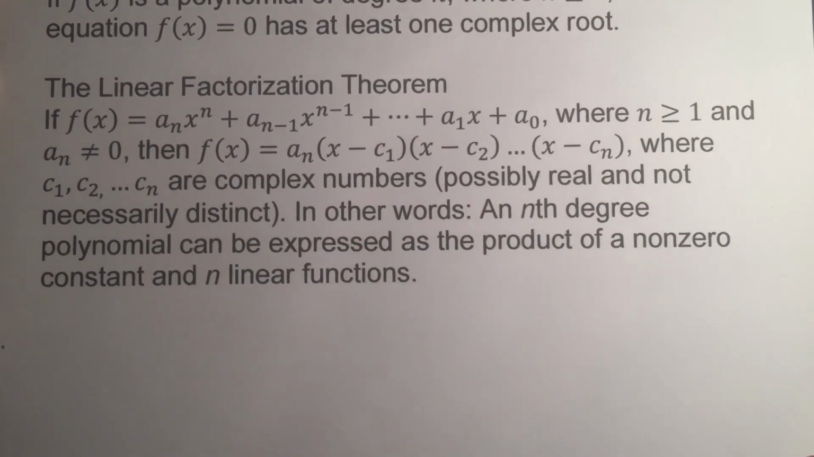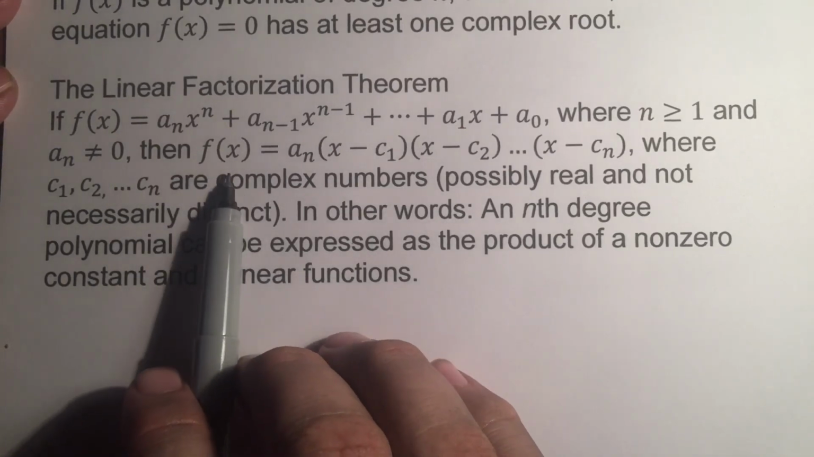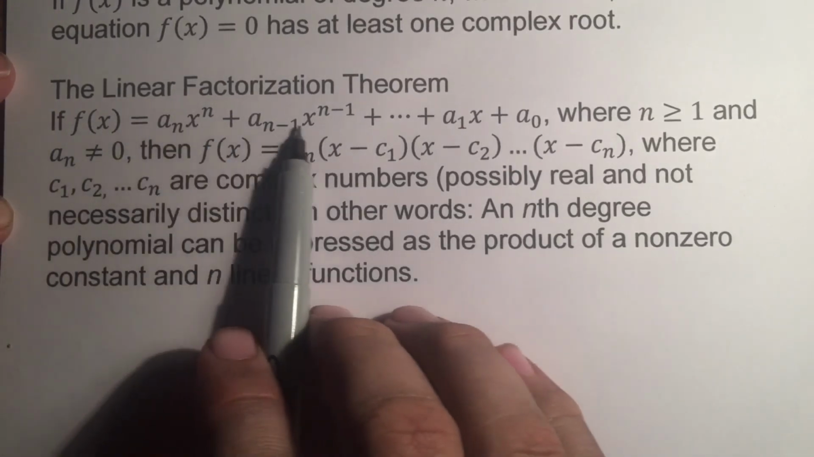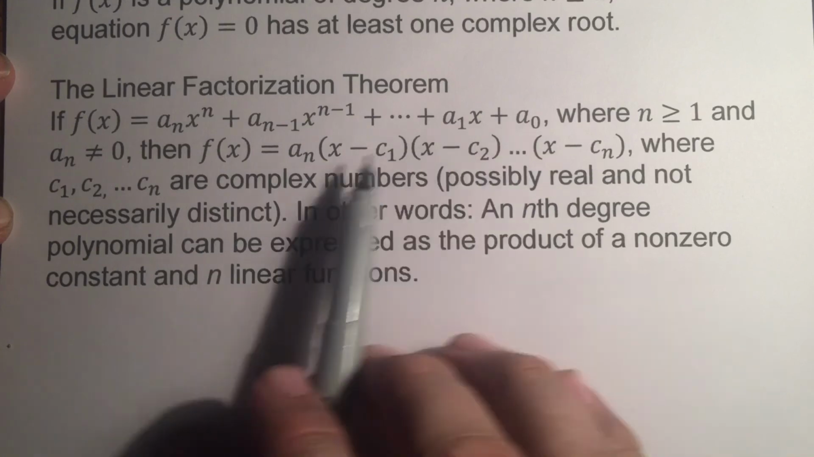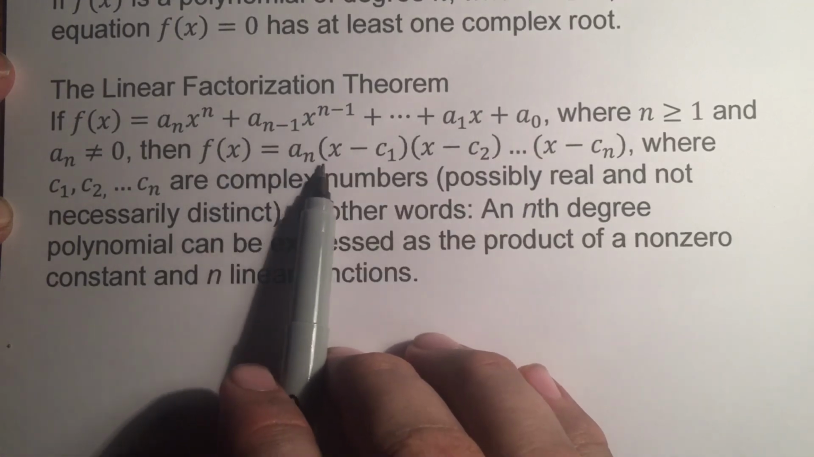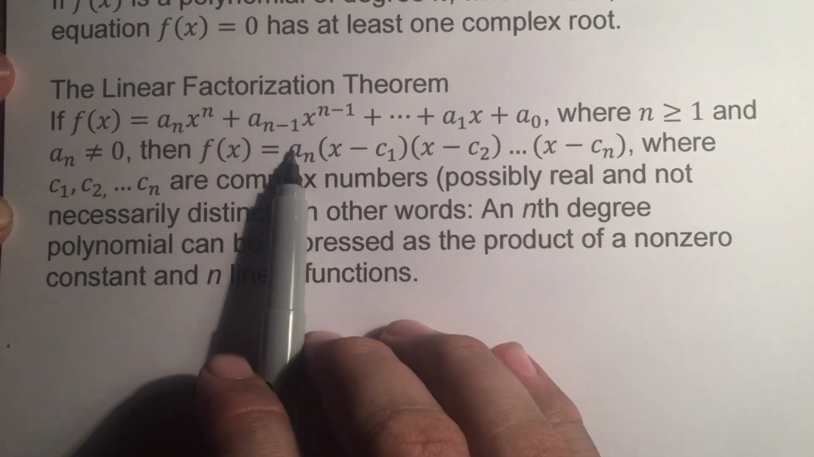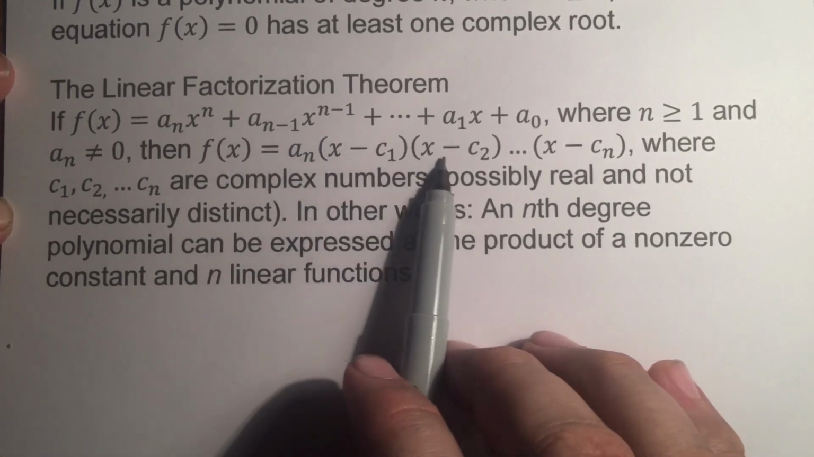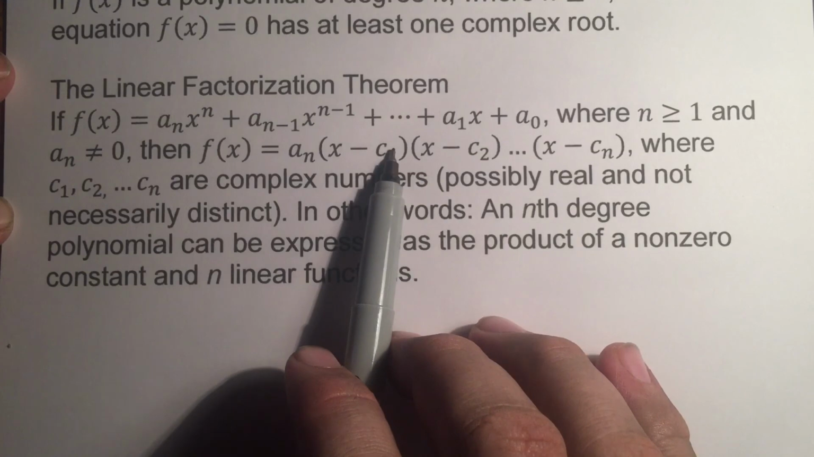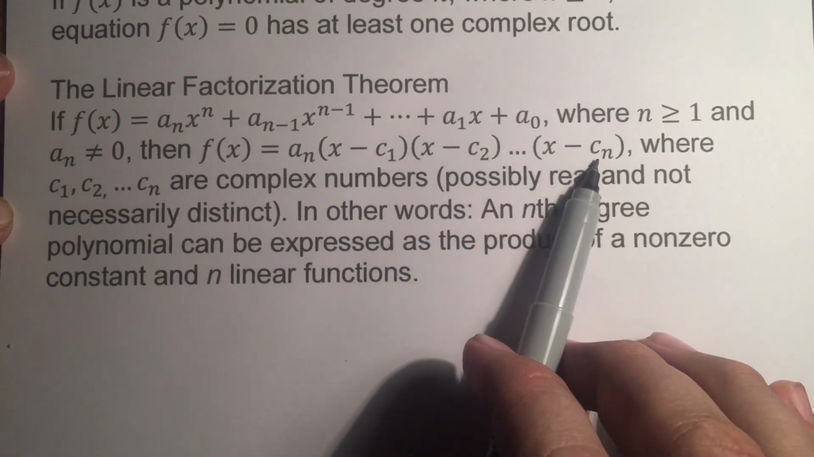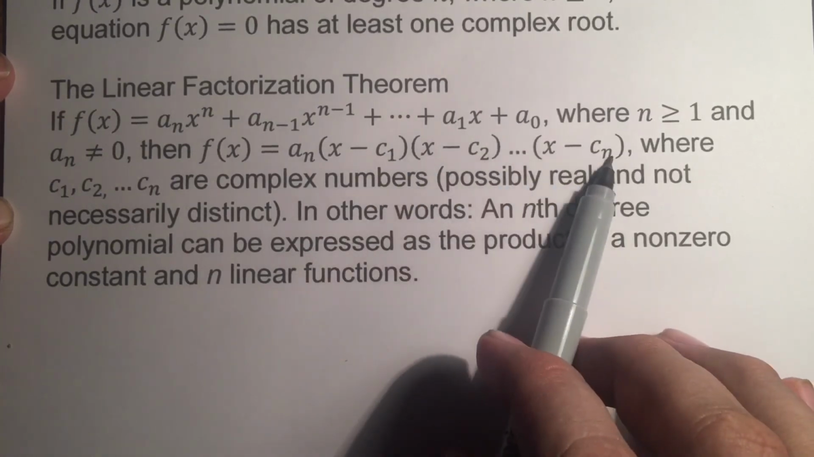Linear factorization theorem. So what this is saying is this. When you multiply it out, it's going to be in this form of a sub n, which could have been a common factor, a common multiple that you would have pulled out front. And then these are the factors all times each other: C1, C2, C sub n. Those are all zeros that you would come up with.